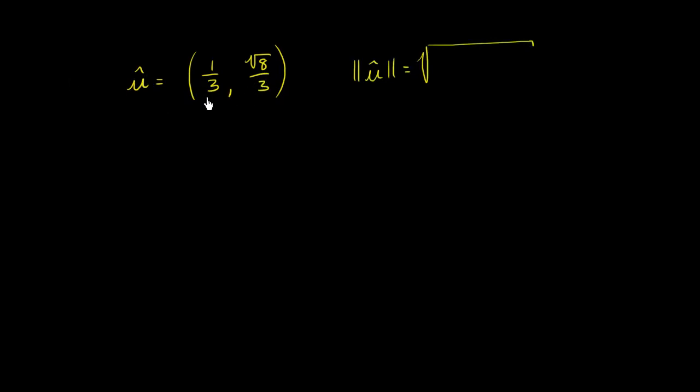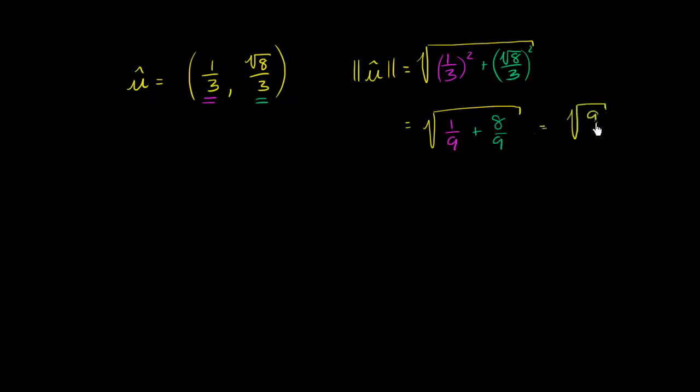So it's going to be equal to the square root of 1/3 squared, plus square root of 8 over 3 squared. And what's that going to be? Well, that's going to be equal to the square root of 1 over 9 plus 8 over 9, which is equal to, and I think you see this coming, square root of 9 over 9, which is equal to 1. So this is indeed a unit vector.